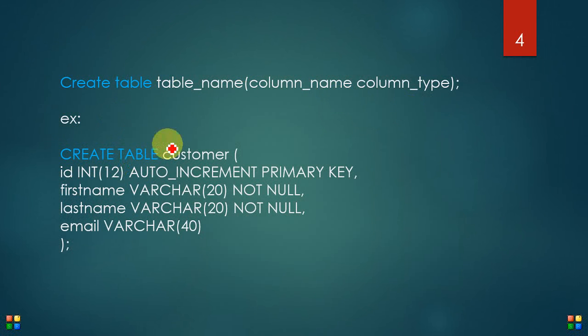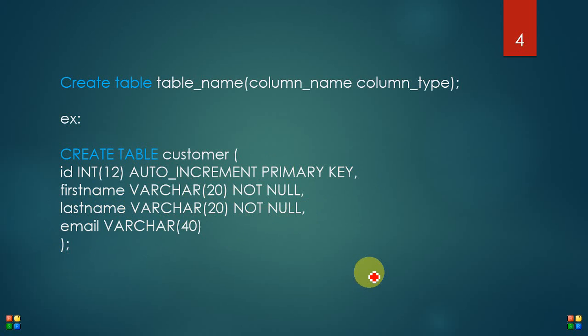Example: you're going to create table customer with the columns ID, first name, last name and email. ID, you'll be writing ID as an integer with a length of 12 characters, and it should be auto increment, and it should be the primary key. The first name is varchar, whose length is 20, and it should not be null. The last name is varchar 20, not null. And then the fourth column is email, varchar 40. Then you're going to close the parenthesis and add a semicolon.